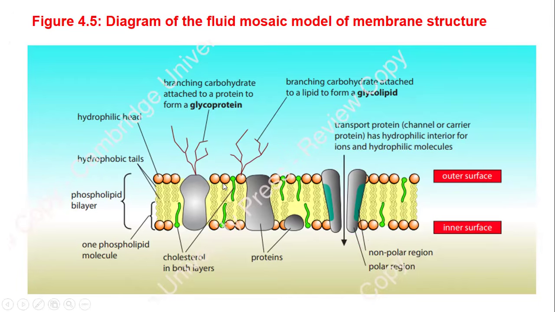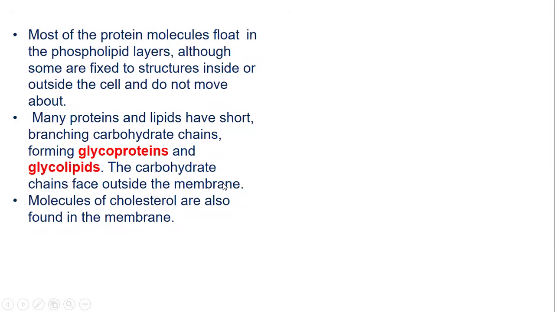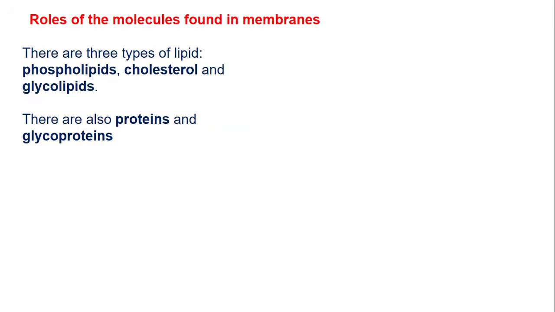So we are going to look at the role of the different parts of the cell surface membrane, the different molecules. And we're going to look at 3 types of molecules. We have the phospholipids. We've seen there is cholesterol. Some phospholipids are glycolipids because they have a carbohydrate chain attached to them. And we also have the proteins. Some proteins are glycoproteins because they also have a carbohydrate chain attached to them.